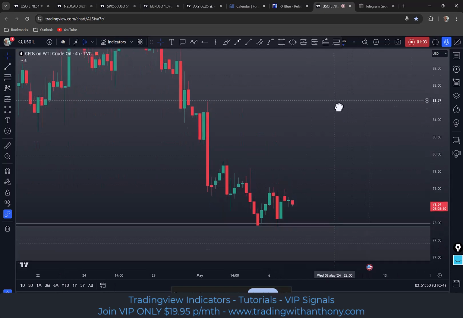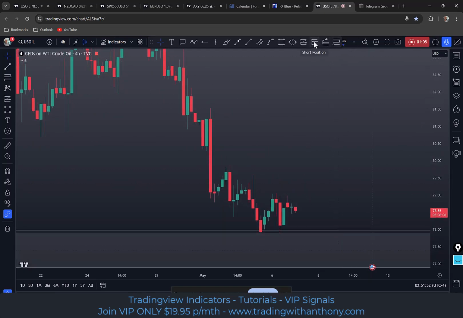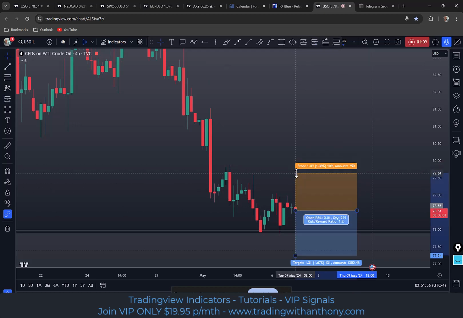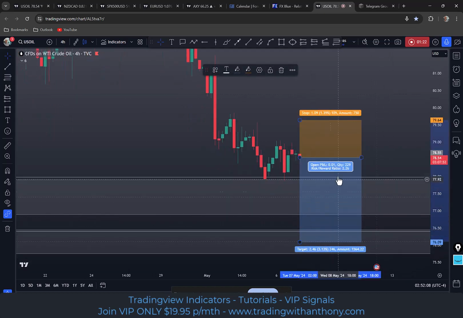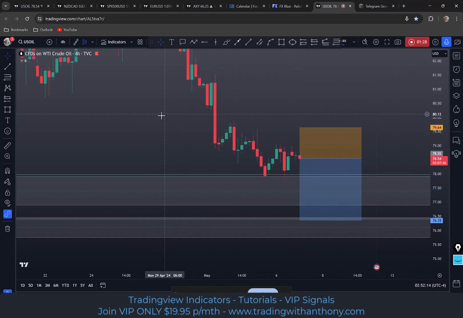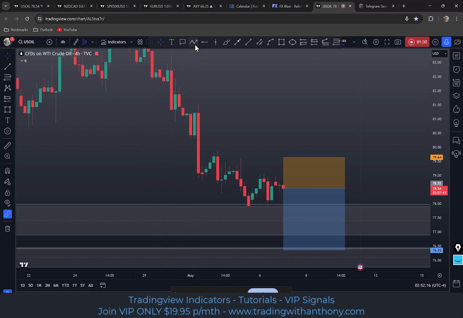I mean, you could go in with a market sell, short position right here. I would go stop above, just to allow for a bit of volatility. What have we got there? That's a 2.26. Okay, we could go for 2R. All right, there's a 2R outcome. That's my take on oil.